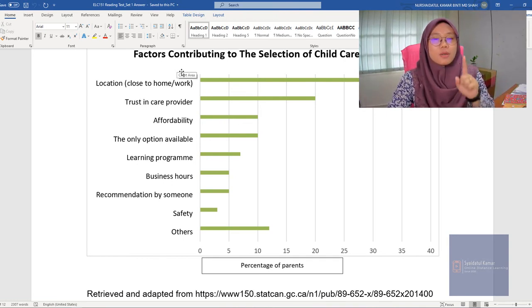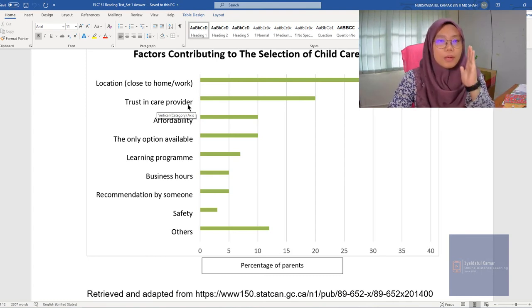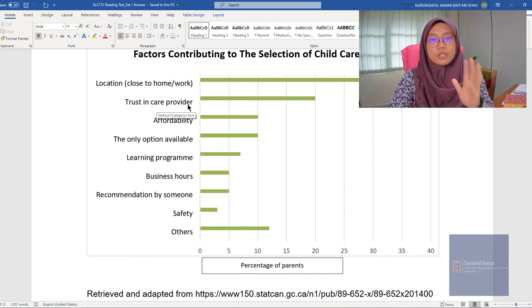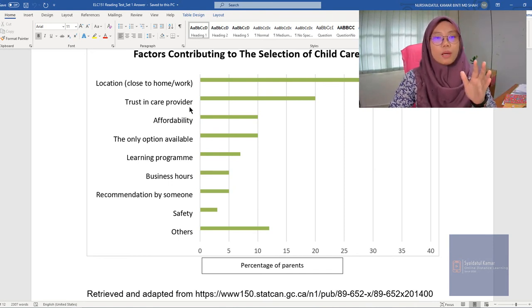First, the highest bar goes to location, close to home and work. So that is the first factor that contributes to how parents select their child care service, by the location. It has to be close to home and work. Next, the second highest, I think, would be trust in care providers, so the trust that they put in the institution or who gave the care to their children.